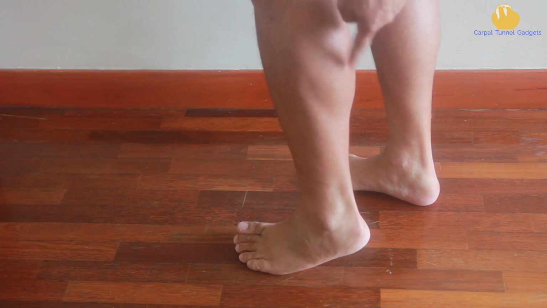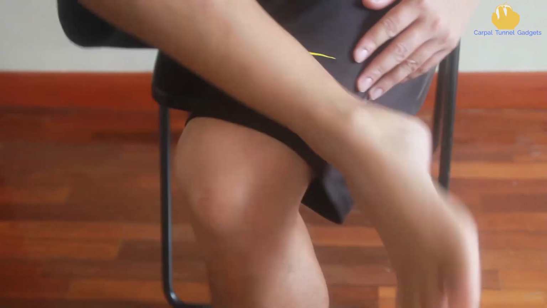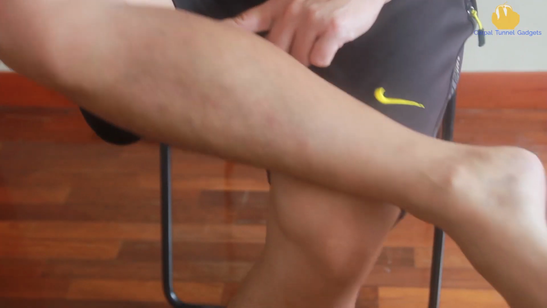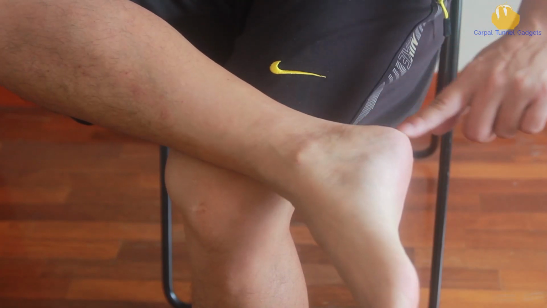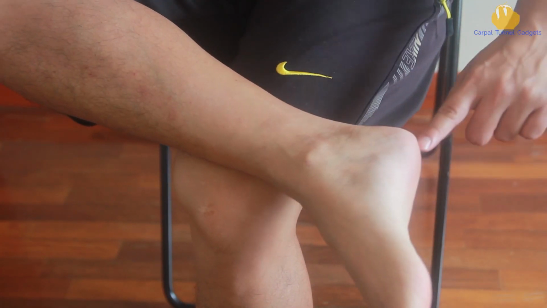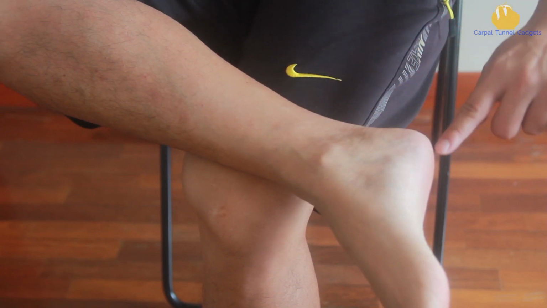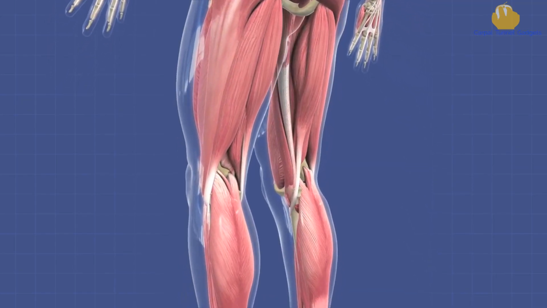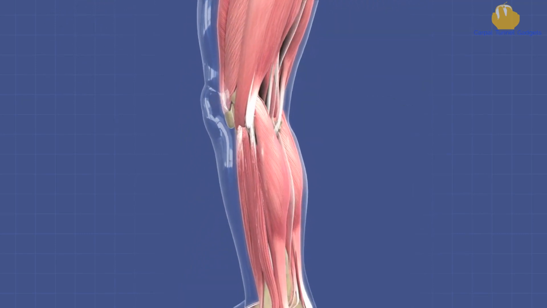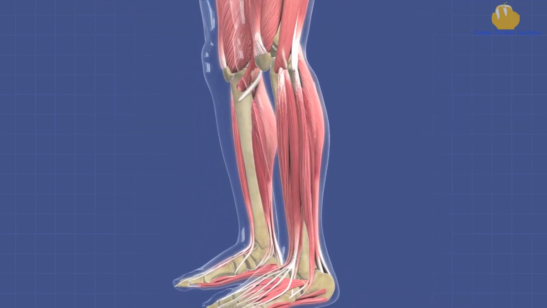Why would tight calves cause heel pain? Simply because your calf muscles are connected to your Achilles tendon, which is also connected to your plantar fascia. So if your calves are tight, everything down here will be tight. So having tight calves is the main root cause of why you are having plantar fasciitis.